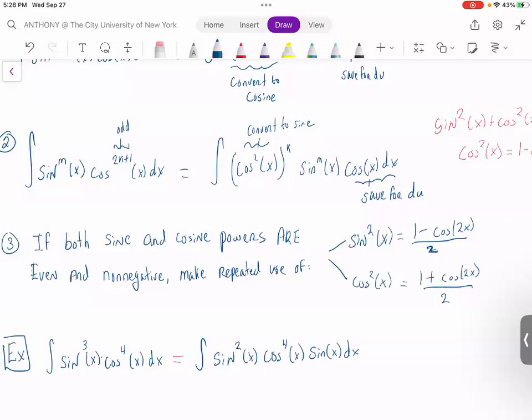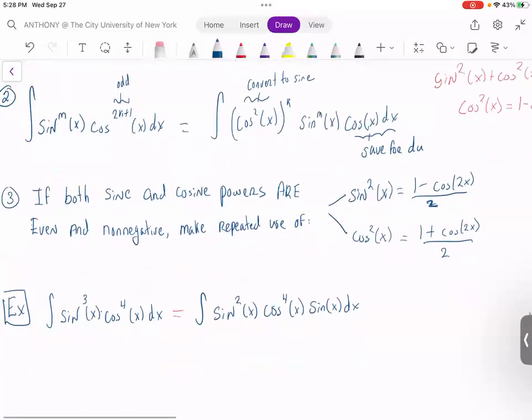cosine, right? Remember, sine squared of x plus cosine squared of x is equal to 1. So that implies sine squared of x is equal to 1 minus cosine squared of x. So using our identity, this new integral is 1 minus cosine squared of x times cosine to the fourth power of x times sine of x dx.